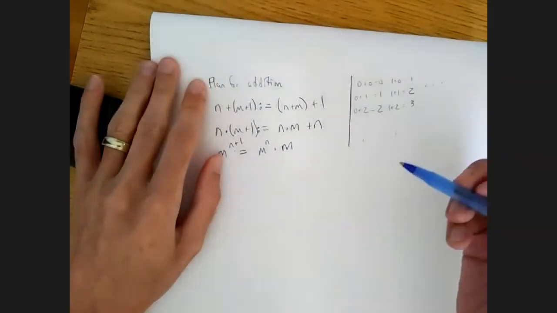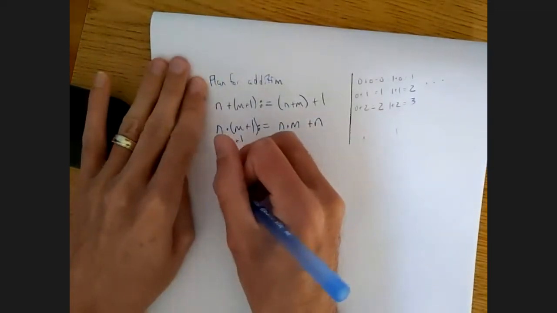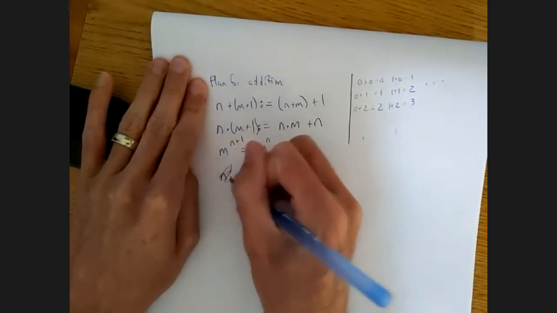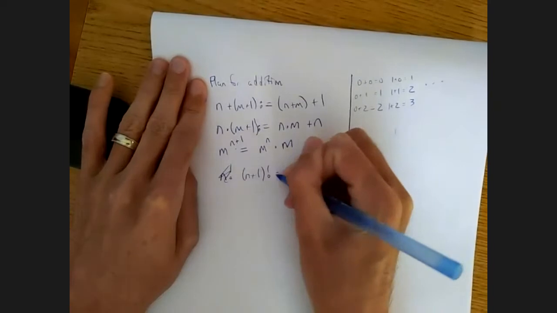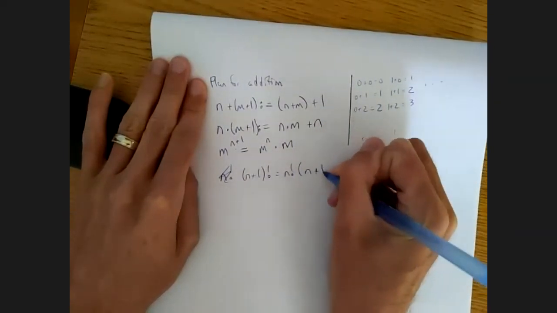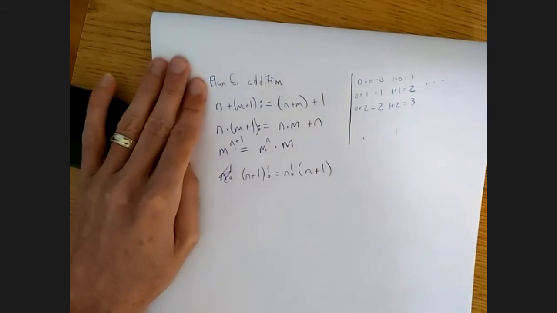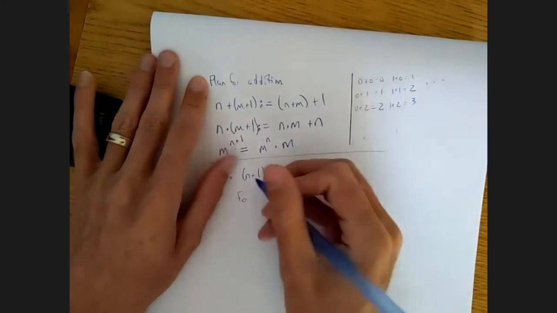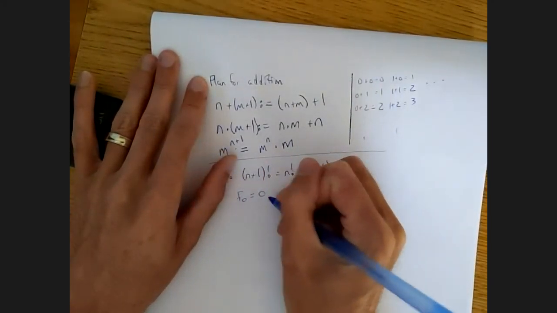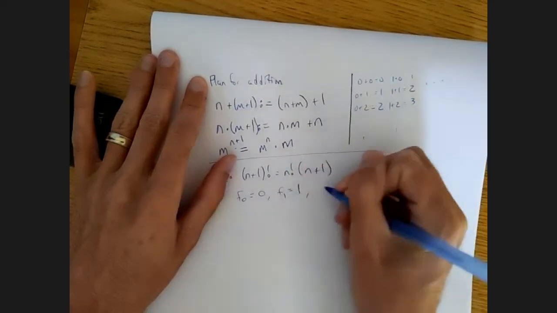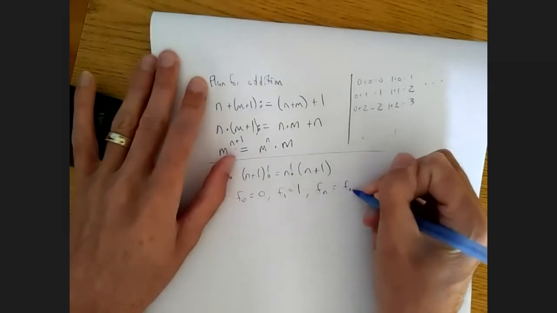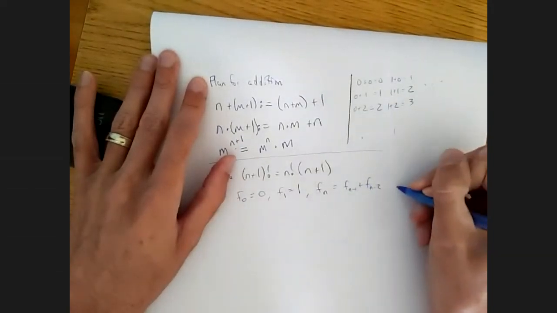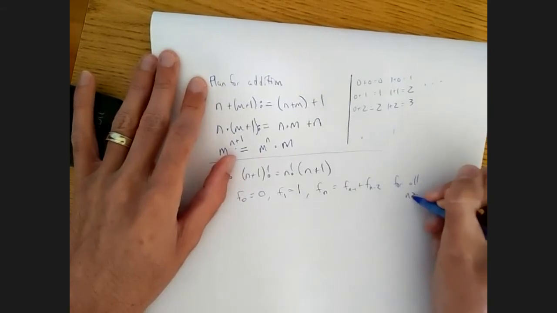We want to be able to define addition and multiplication. We also want to define n factorial: what is n plus 1 factorial? Well, it's just n factorial times n plus 1. So the definition of n factorial is also a recursive definition. We just want to do things recursively. We also want to define the Fibonacci sequence: f0 equals 0, f1 equals 1, and fn is just fn minus 1 plus fn minus 2 for all n greater than or equal to 2.